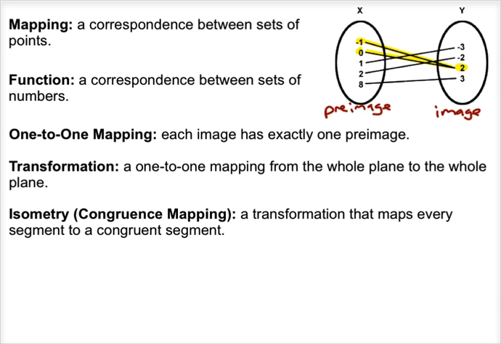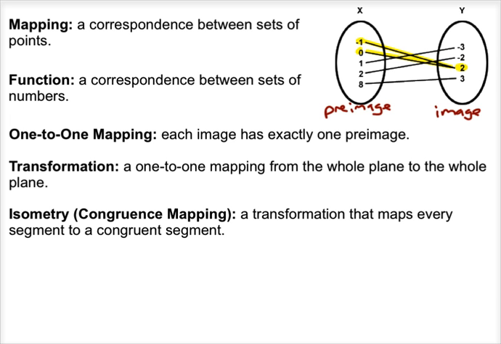Transformation is a one-to-one mapping from the whole plane to the whole plane. So it's really taking any given number you have and transferring it to a new location, but each location only comes from one. So each image that you end up at only comes from one pre-image.